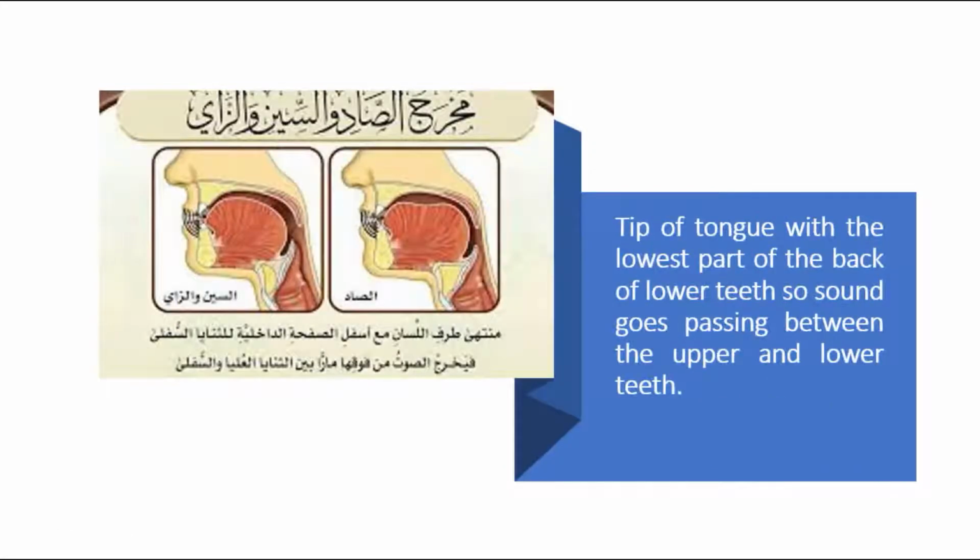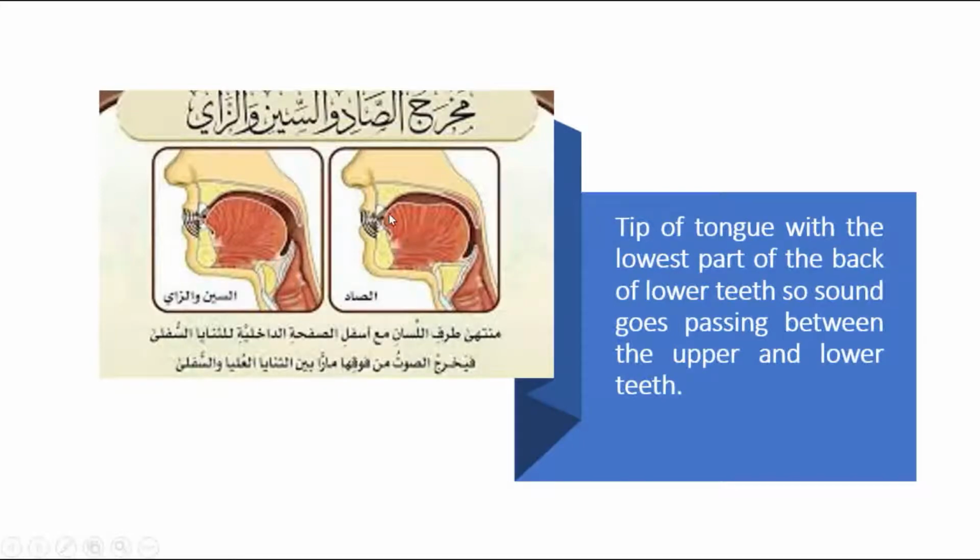This is how to compare between the articulation point of Sad and Sin and Zay. Here is the Sin and Zay. They come from exactly the same articulation point, the tip of the tongue with the lower part of the back of the lower teeth. But here I want you to see the tongue. Here the tongue is lower, not elevated. See the tongue here is low.